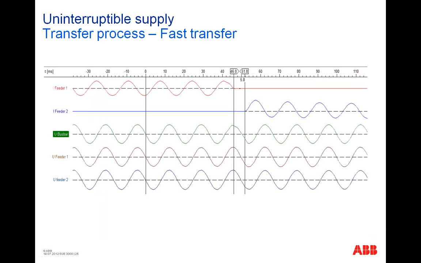This is from a fault record during a transfer on a power plant. This is the main feeder, this is the standby feeder, this is the busbar voltage. In this moment, the commands are given. You see here, after 46 milliseconds, the main feeder breaker is open. The command is also given to the standby feeder breaker. You see here the time is a little bit longer. After 51.8 milliseconds, this breaker is closed, but we have a time of 5.8 seconds where the busbar is isolated.